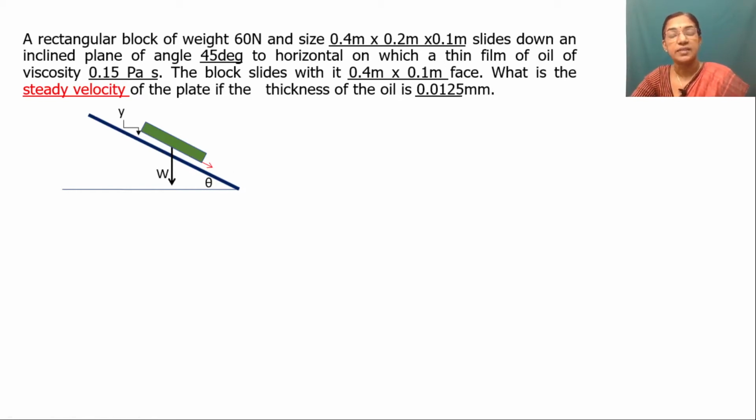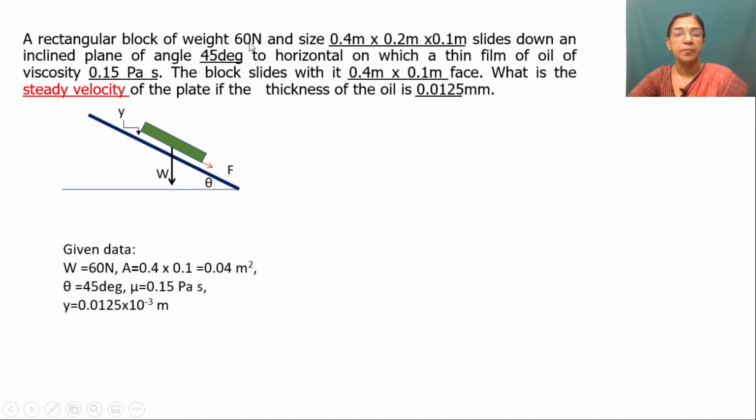One piece of advice: before doing any problem, be careful about the data. Copy down all the data, and then convert all the data into the relevant units. Here all the information is given. The weight is given as 60 Newton, the area of the plate is given here, and the gap is given as 0.0125 mm. The gap is given in mm, so you have to convert that into meter. Now all data is converted into the proper units. Coming to the equation, we have to find the steady velocity.